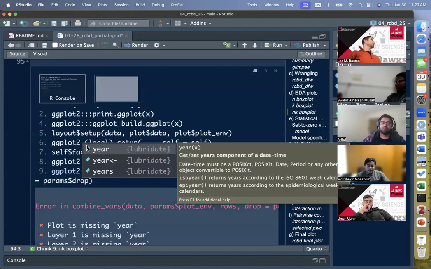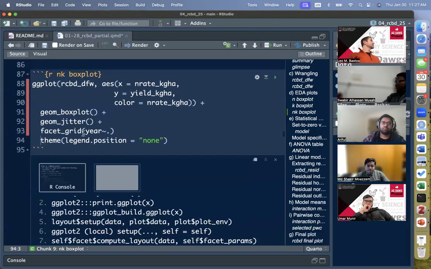Of course, in this case it doesn't work, because we don't have a column year here. But for me, it worked. Putting year on the facet grid gave me 25 plots that all looked the same, had the same scale, same color, same legend, everything the same. So it's a really powerful plotting function if you have columns that you want to facet by.